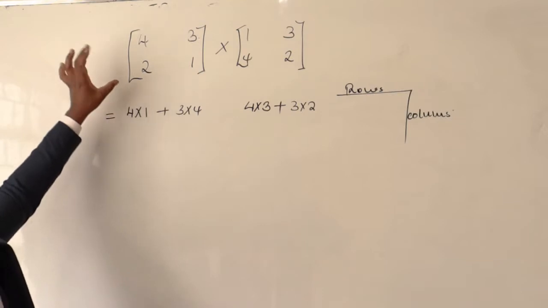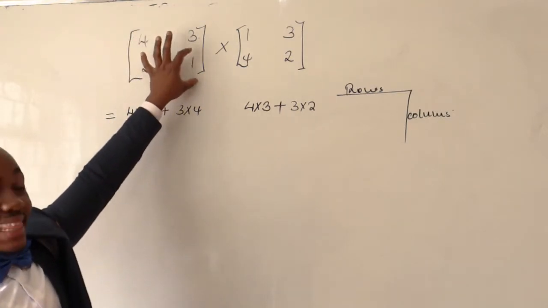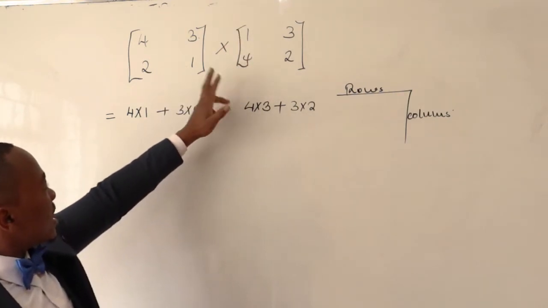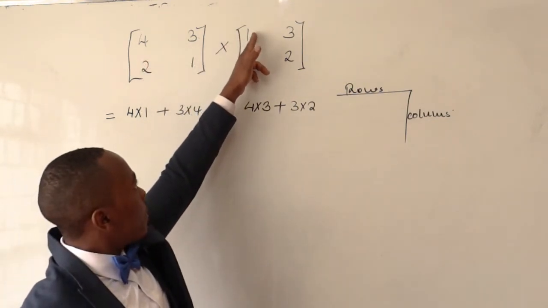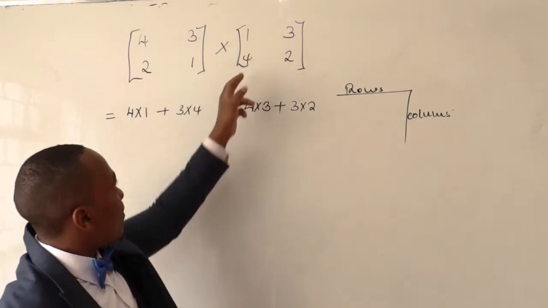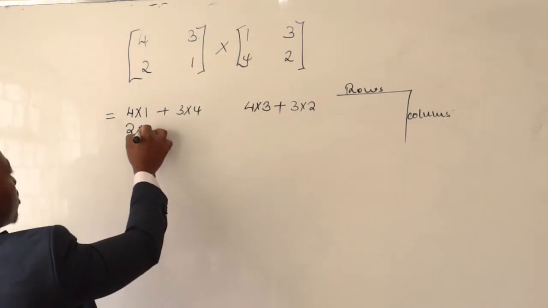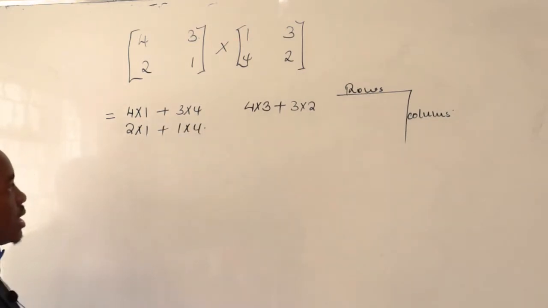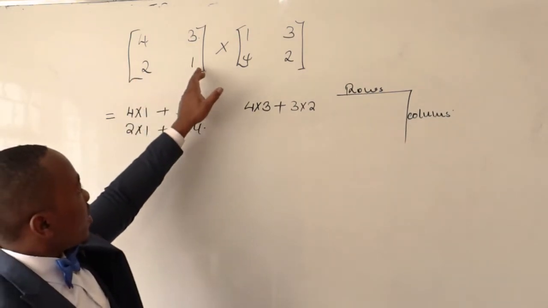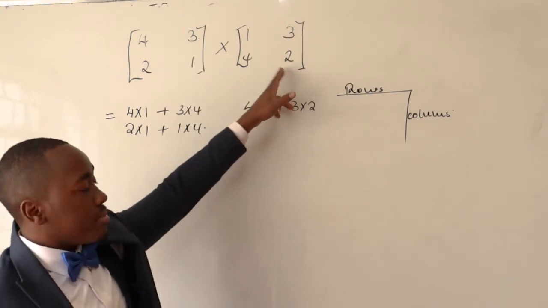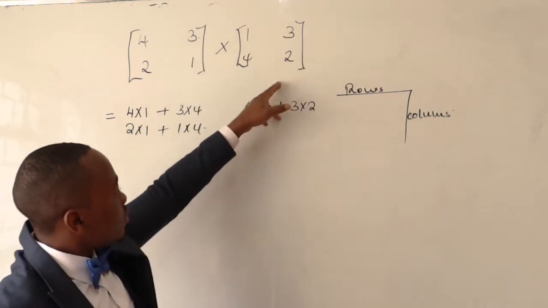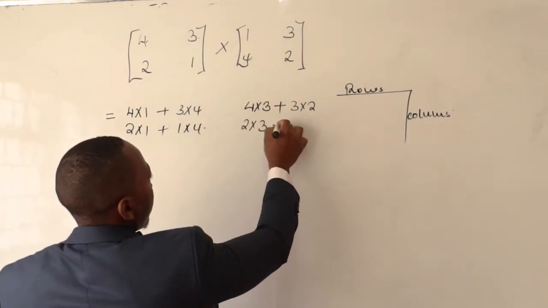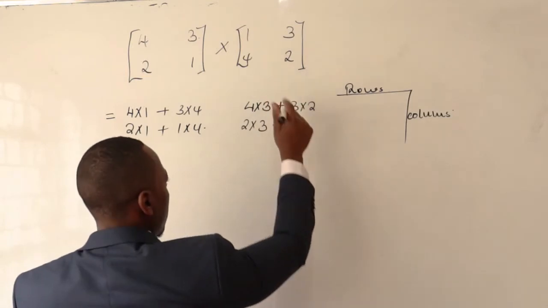Then we go back here. Now you take the second row, first column. That means you take 2 you multiply by 1, plus 1 you multiply by 4. And then second row, second column. That means you take 2 you multiply by 3, then you add 1 by 2.